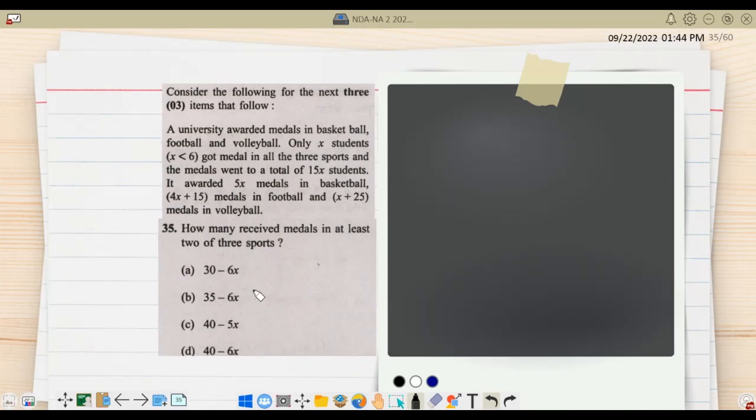So I'm moving on to the 35th question. How many received medals in at least 2 of the 3 sports? So at least 2, which means that we can add the x in the mix. So that becomes D plus E plus F. This is exactly 2 sports. We're going to add x because this is also at least 2, because x represents the number of people who have got all the 3 medals. So this also means at least 2.